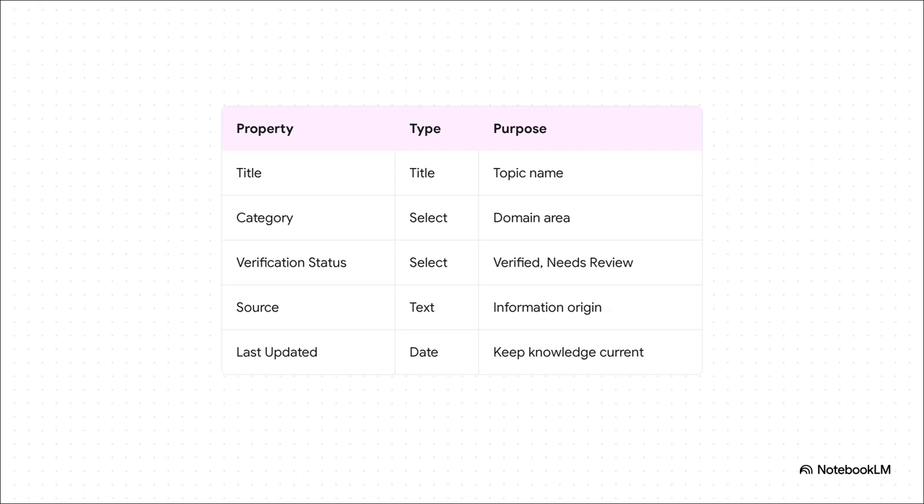You'll want a title, a category, and, this is really important, a verification status. This one property is what lets both you and the agent instantly tell the difference between a hard fact and something that needs another look. It's your blueprint for a reliable system.